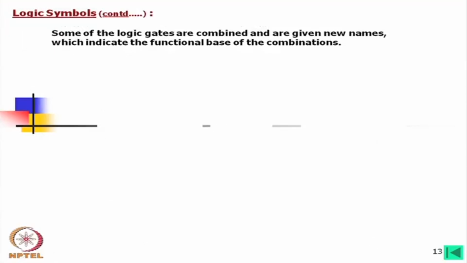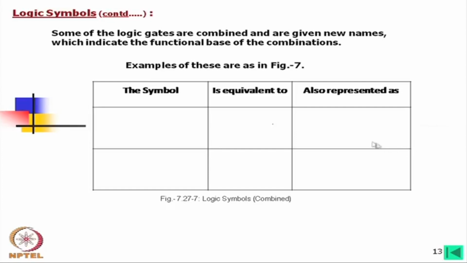Some of the logic gates are combined and are given new names, which indicate the functional base of combinations. That means, we have seen OR gate, AND gate, NOT gate etcetera. NOR gate also is there. Now, combining OR and NOT, we can make a NOR gate. We are coming to that. Now, here some are shown. Now, let us see these symbols.